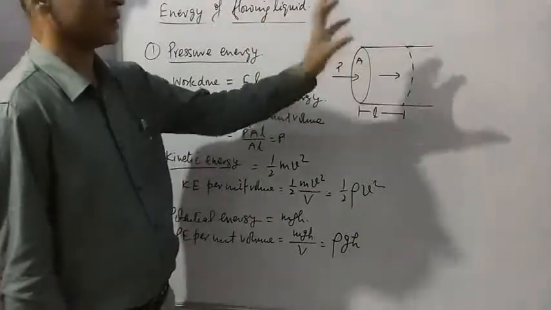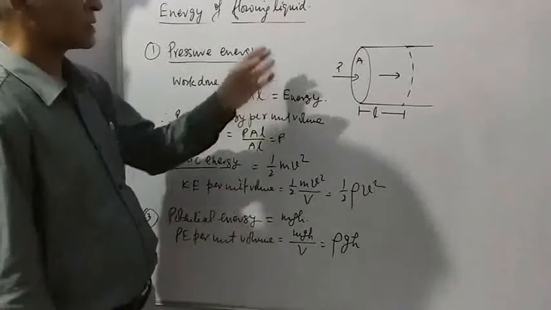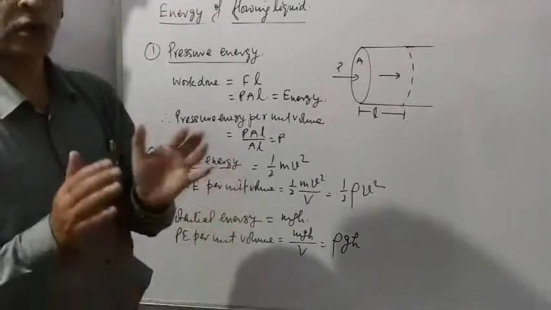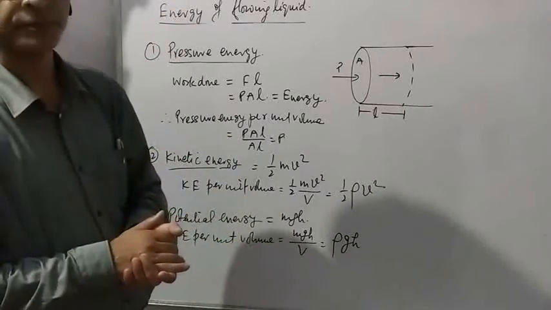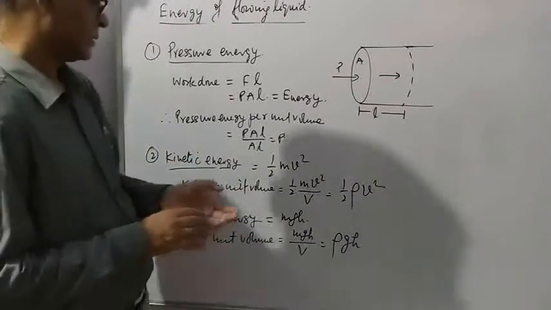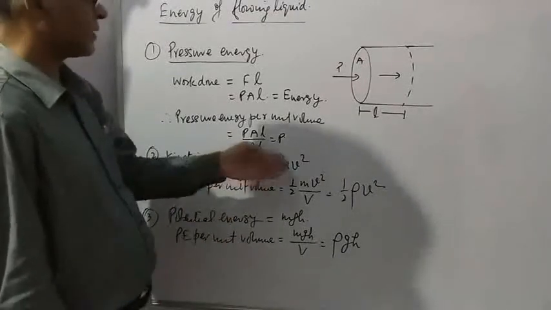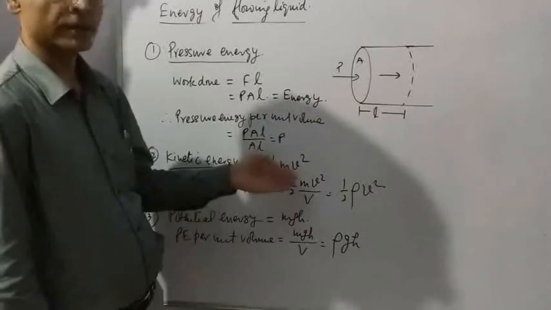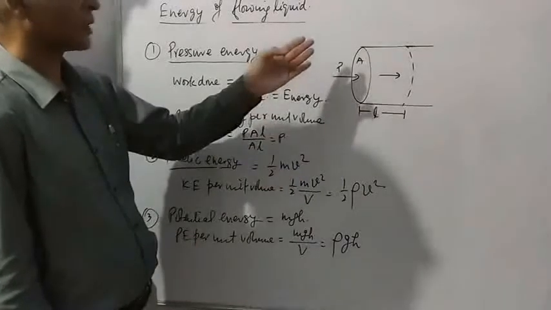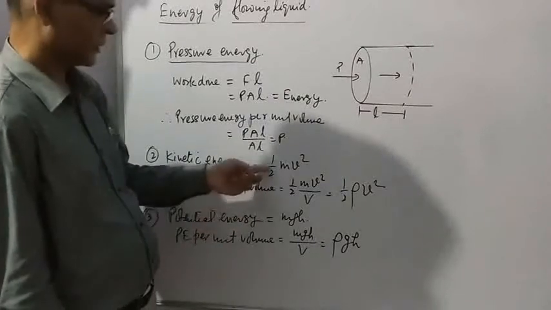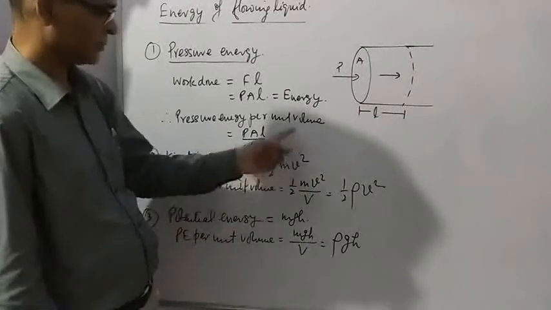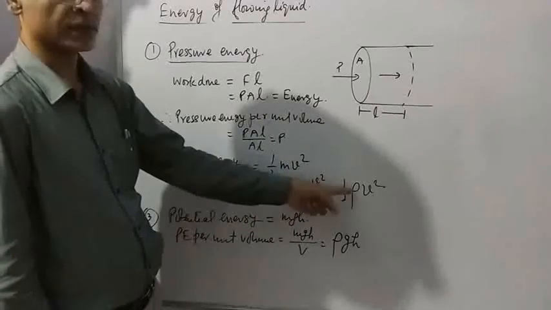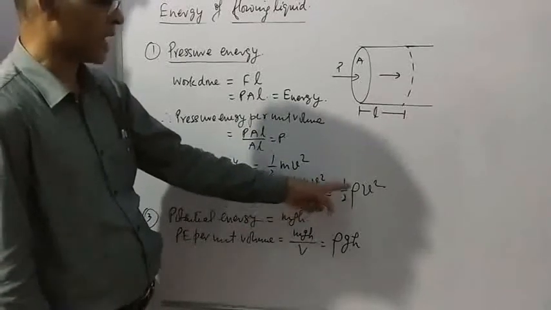Suppose liquid is flowing such that m mass of liquid flows and volume of that mass is V. Then kinetic energy will be half mv square, where v is speed of liquid. You are familiar. So kinetic energy per unit volume is total energy divided by volume, and mass upon volume is called density. So kinetic energy per unit volume is half rho v square.